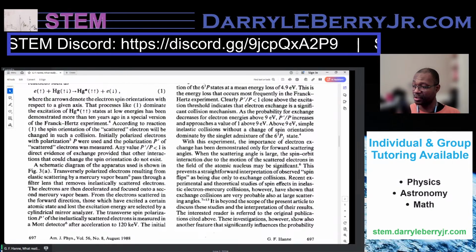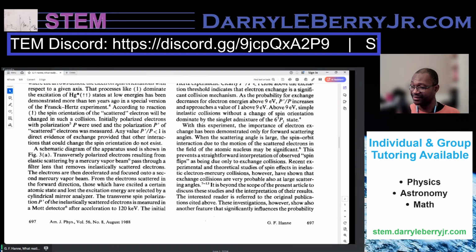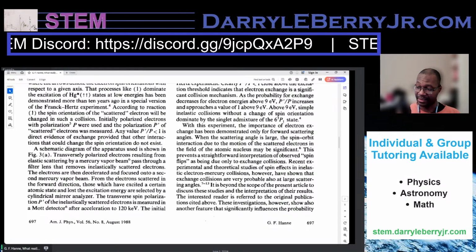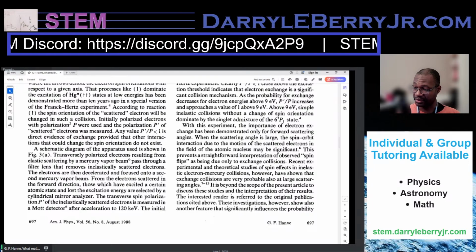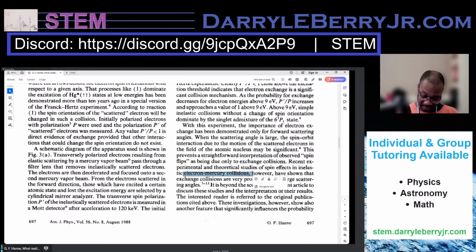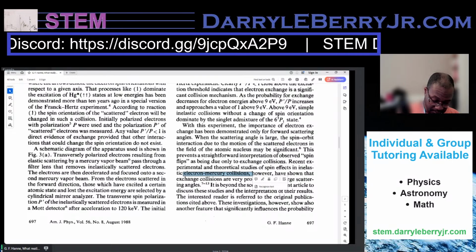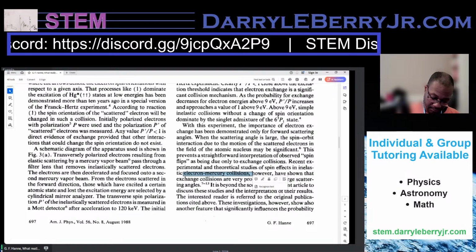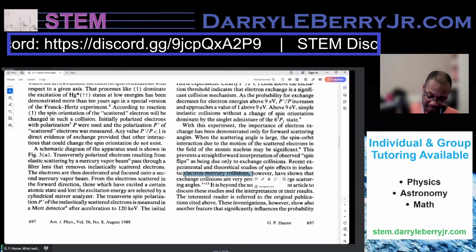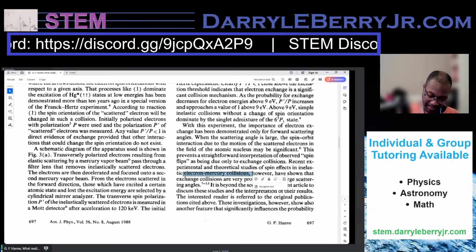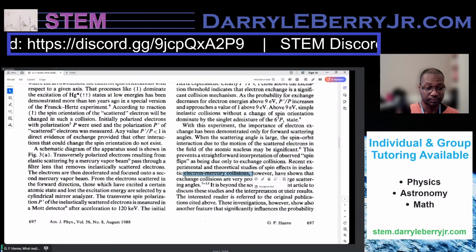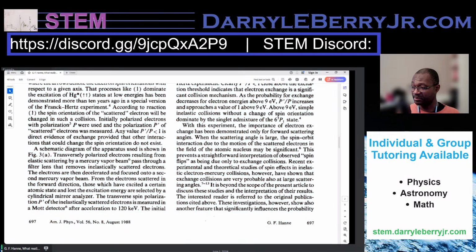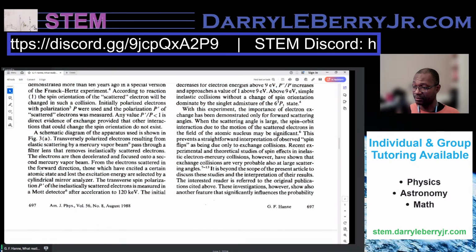Recent experimental and theoretical studies of spin effects in inelastic electron-mercury collisions, however, have shown that, and I like that terminology, electron-mercury collisions, right there. So I'll make sure to use that terminology in my paper. However, they have shown that exchange collisions are very probable, also at large scattering angles.